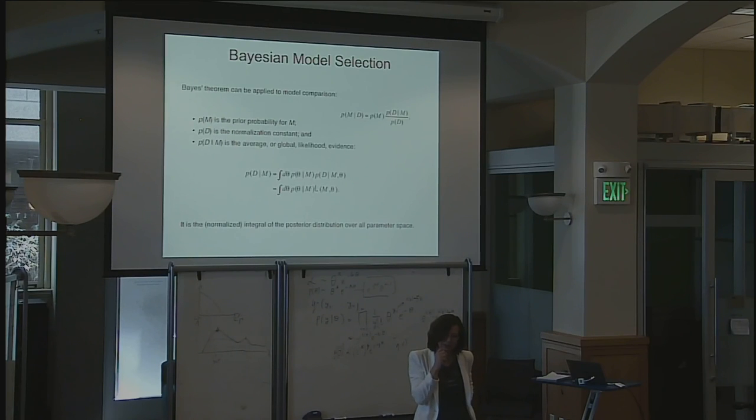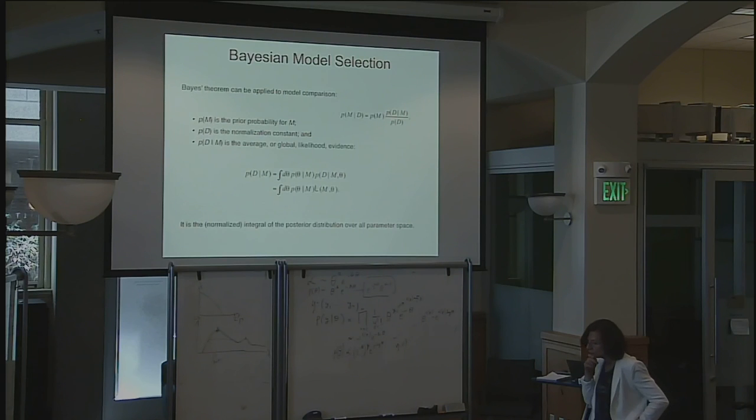It computes the marginal likelihood. Okay. So it computes that. That's part of it, right? You have to do it for two models, yeah.